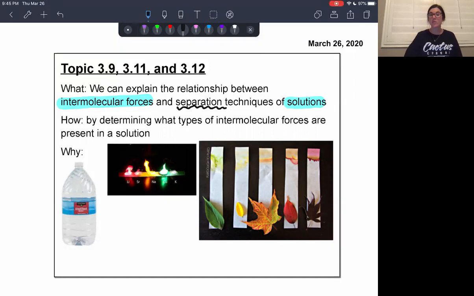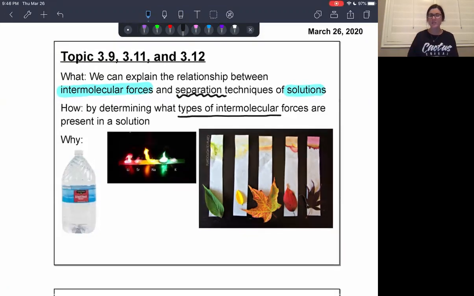The way that you can figure out what separation technique will be best is by knowing what types of intermolecular forces are present in the solution. So is it hydrogen bonding or is it just London dispersion forces? Because those have very different strengths. That would help you identify what separation technique would be best for that particular solution. So we've got a few pictures here for some relevant applications to this lesson.